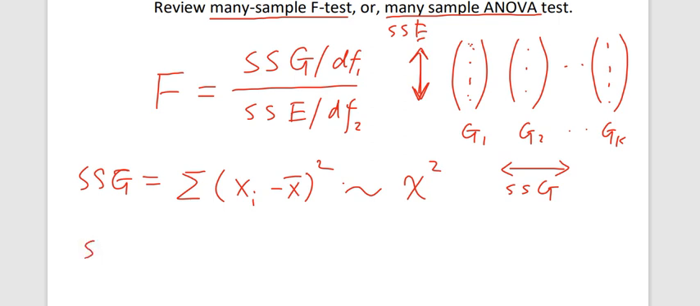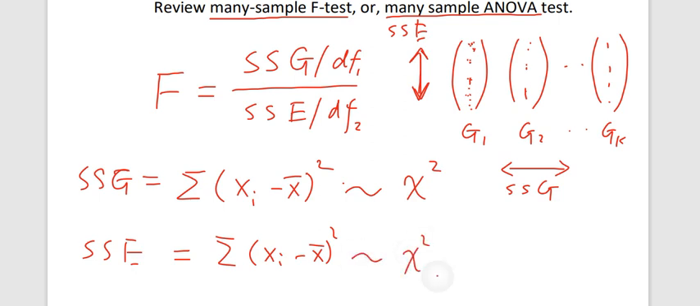And SSE is also the same, so SSE is just those things. Only the calculation method is not the same. For SSE, we just check values in this direction, so each number minus its group average, squared. But we say those things also follow a chi-square distribution, right? With some degrees of freedom, let's say V1, V2.